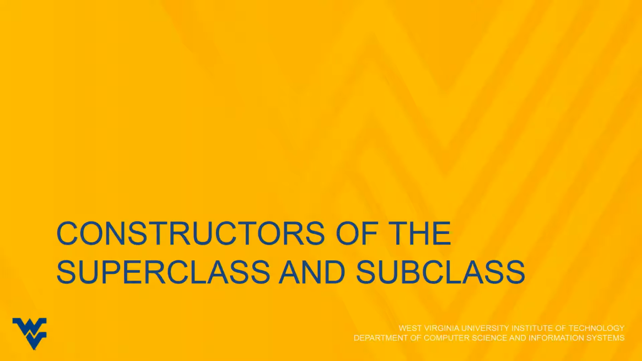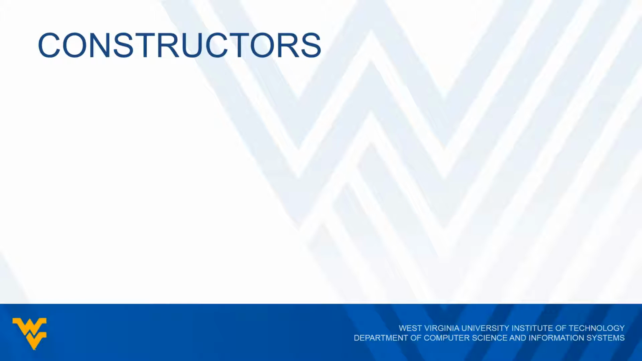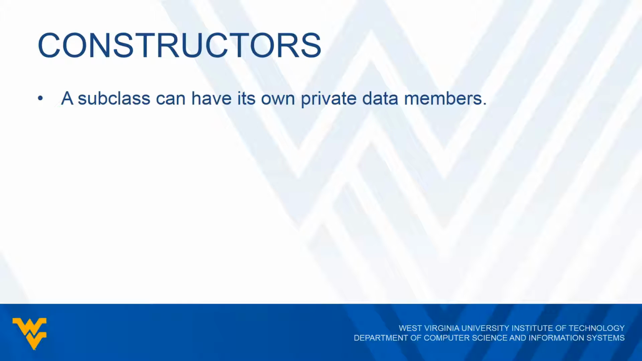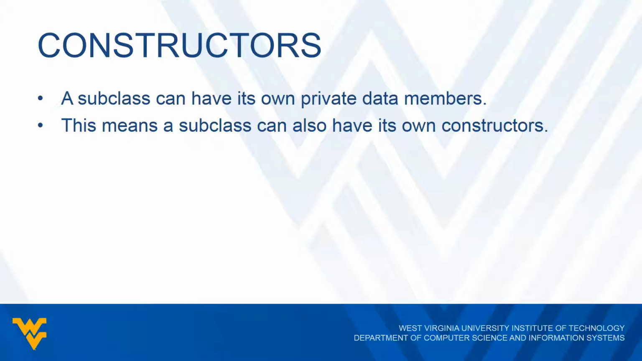We'll now take a look at how we would handle the constructors of both the superclass and the subclass. So remember that a subclass can have its own data members, right? So this does mean that a subclass can have its own private data members. Well, if we have our own private data members, we need a way to initialize those. So that means that our subclass can also have its own constructors.